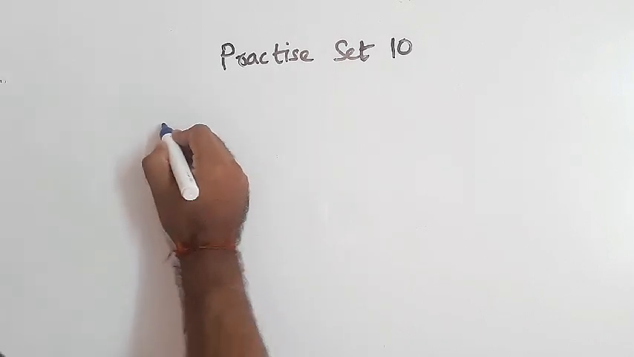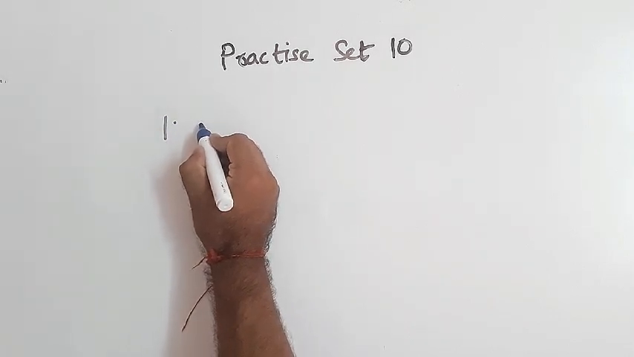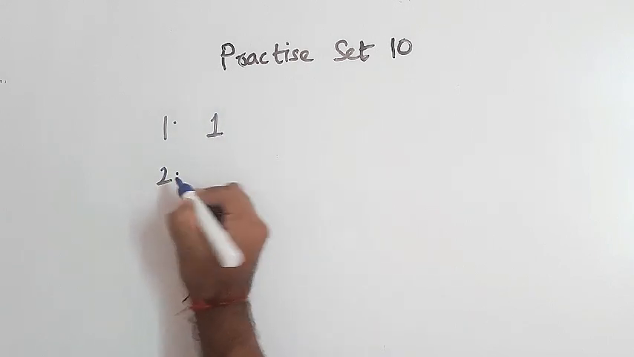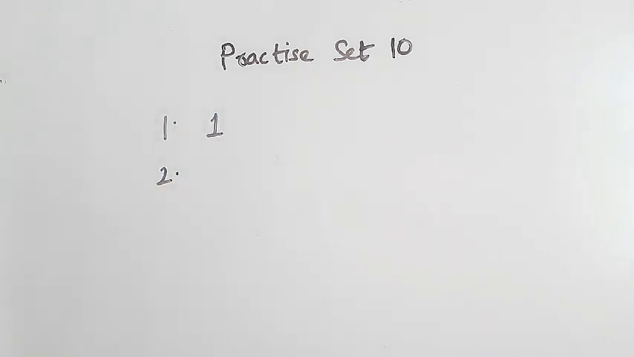The first sum they have asked is, which number is neither prime nor a composite number? I explained to you, children, only the number 1 is neither prime nor composite.